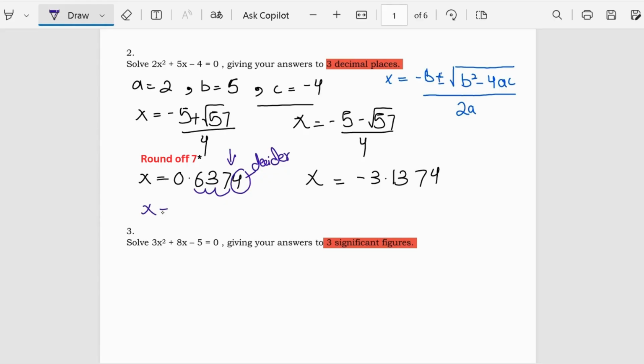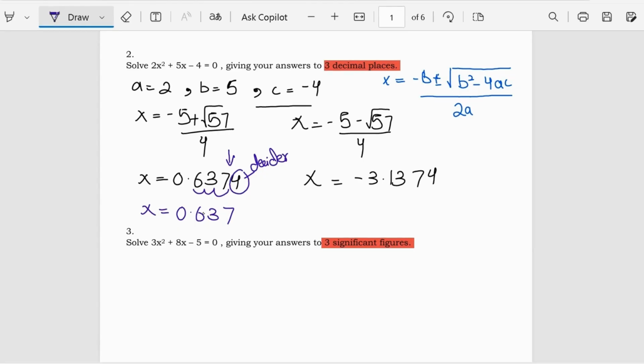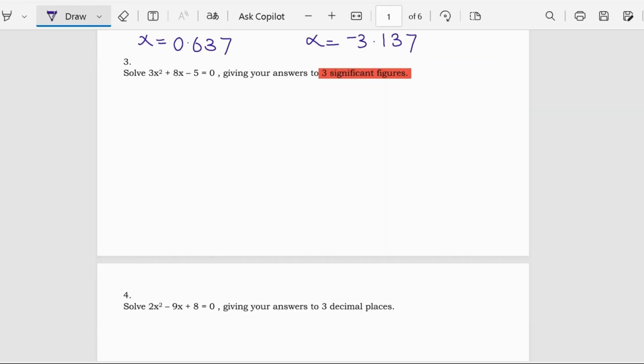So x is equal to 0.637. As the next digit 4 is smaller than 5, this means I'm not going to round it off. So I have 3 digits after the decimal point. This means my answer is to 3 decimal places. For this one, x equals -3.137, 1, 2, 3, and this is my decider. This is the value that I might have to change, right? So minus 3.13, and the next digit is also 4. This means I'm not going to round the 7 off, because the 4 is less than 5. Okay, now come to question 2.